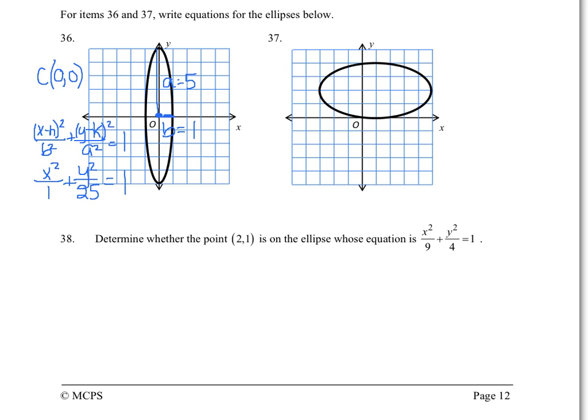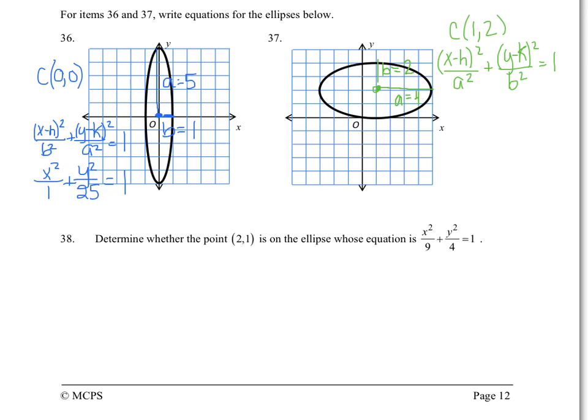For 37, I need to find my center. So I'm going to look at the widest part of my ellipse, find the middle, and it's going to be right here. And my center is going to be 1, 2. I can see that it's horizontal, so I'm going to have an equation of the form x minus h squared over a squared plus y minus k squared over b squared equals 1. Well, now I need to find a and b. Because it's horizontal, my a is going to be this distance, my b is going to be this distance. So a is going to be equal to 4 units, and b is going to be equal to 2 units.